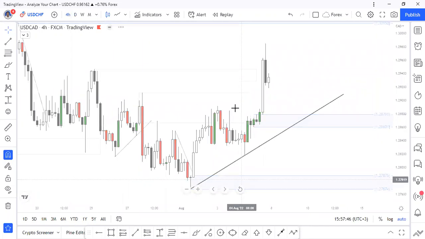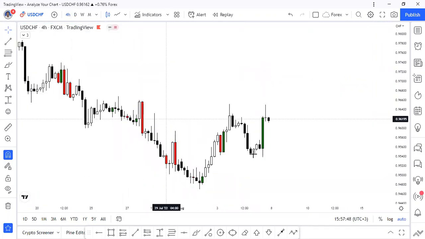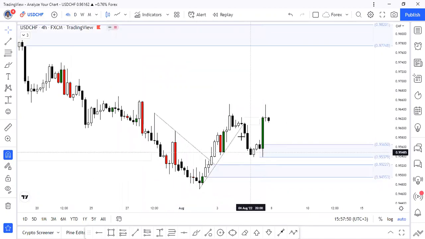Another pair is USDCHF. USDCHF, we have a brand new area of demand. Also, we are in the uptrend. Obviously, this is like an uptrend, but I don't think so. But we'll be looking for buying opportunities for the coming week.